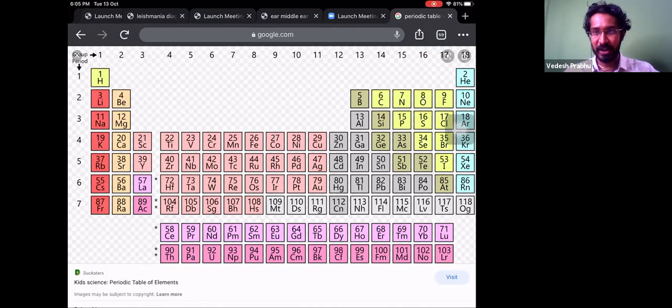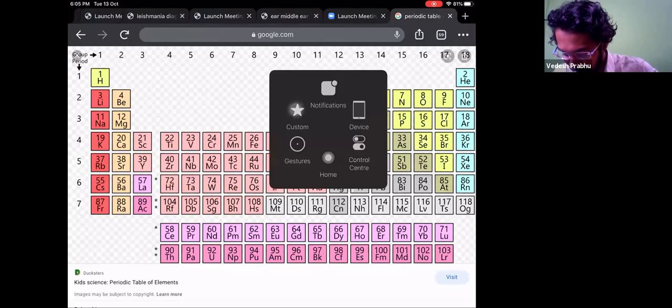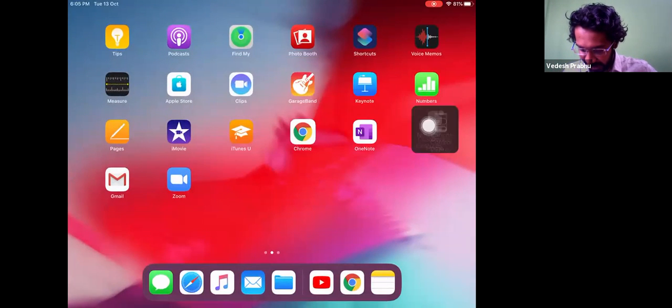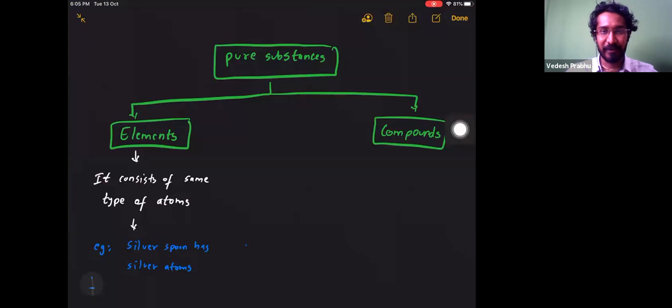If you carefully see, it is properly organized with a logic. The way it is arranged, there is a reason for that. You need not memorize any of this, because you will anyway learn it in detail in your 10th standard, and for sure in 11th and 12th standard. For now we are just getting to know our pure substances, that is, elements and compounds.